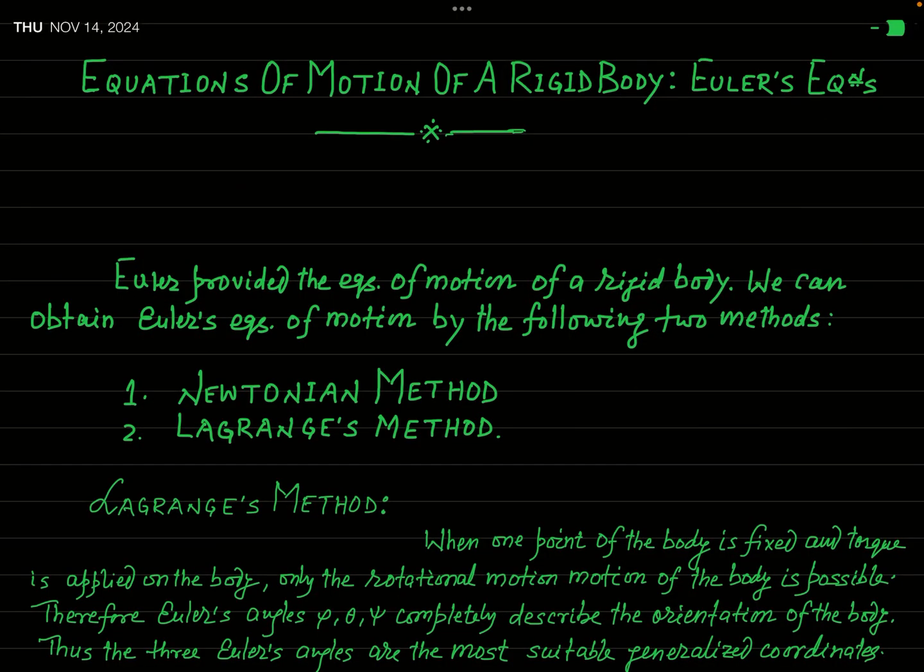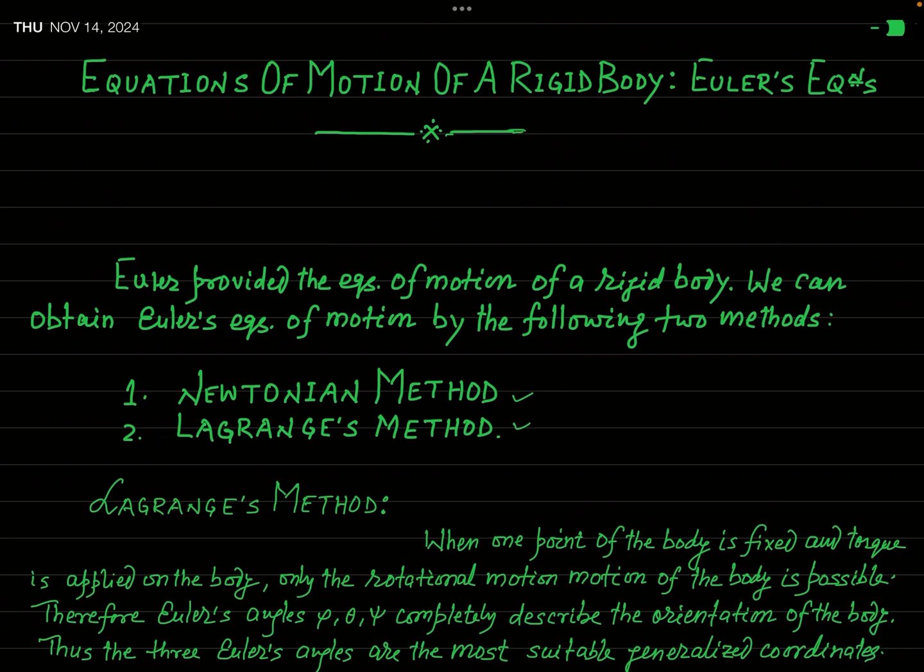In the previous lecture, we started to discuss Euler's equations. Euler's equations are the equations of motion of a rigid body. In that lecture, you saw a particular method known as the Newtonian method to derive Euler's equations of motion. As I told you, there are two methods to obtain Euler's equations. The second one is known as the Lagrange method.